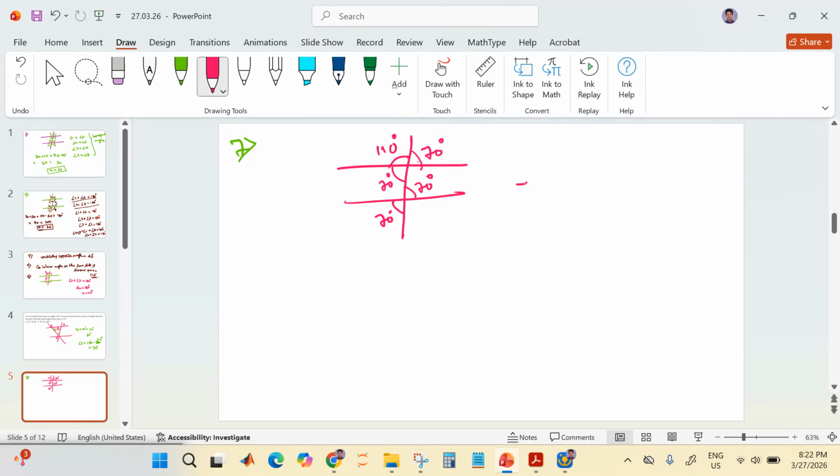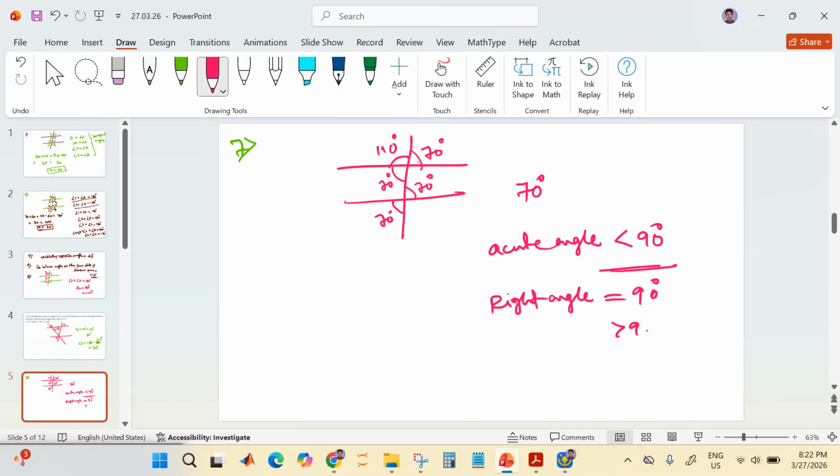So what is the acute angle? It is 70 degrees. What do you mean by acute angle? An acute angle is basically an angle which is less than 90 degrees. So this angle is called acute. Equal to 90 degrees is called a right angle. Greater than 90 degrees means an obtuse angle.